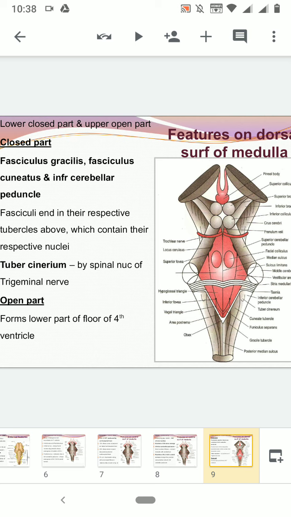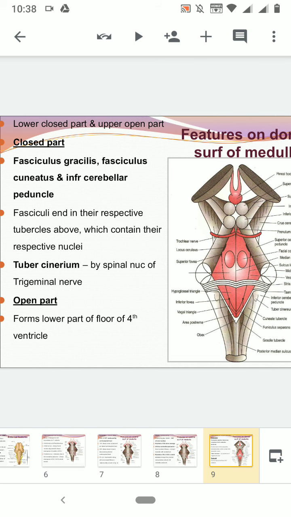As you go laterally, we get a small elevation, called the gracile tubercle. It is nothing but the continuation of the fasciculus gracilis, and as we go more laterally, we have the cuneate tubercle, the continuation of the fasciculus cuneatus. So what are this fasciculus gracilis and fasciculus cuneatus?